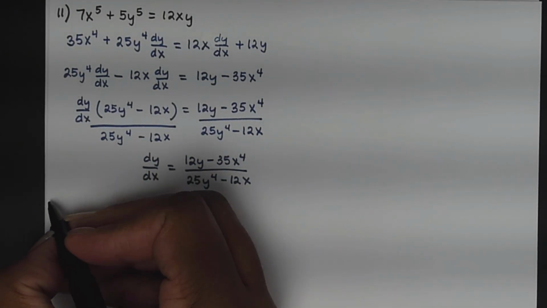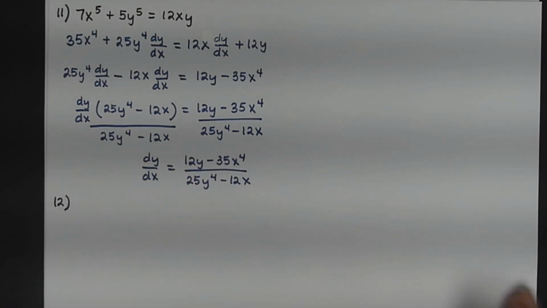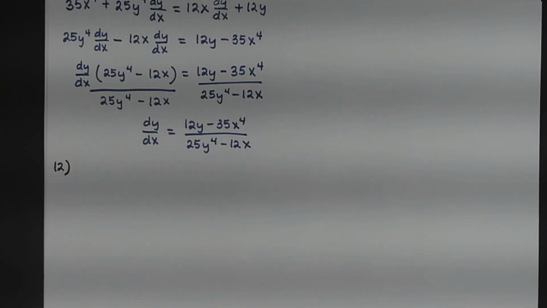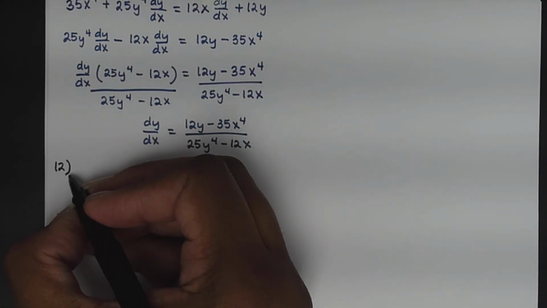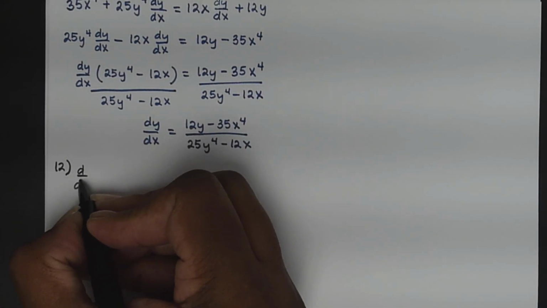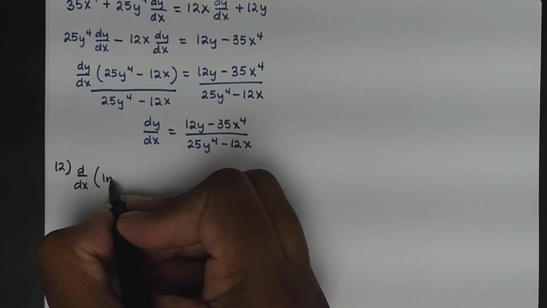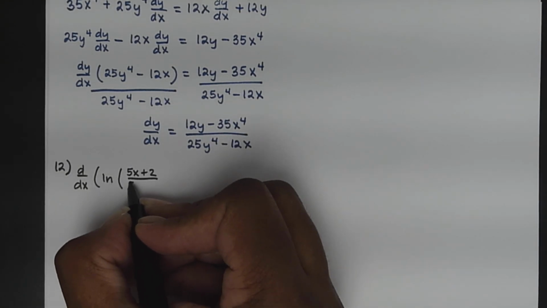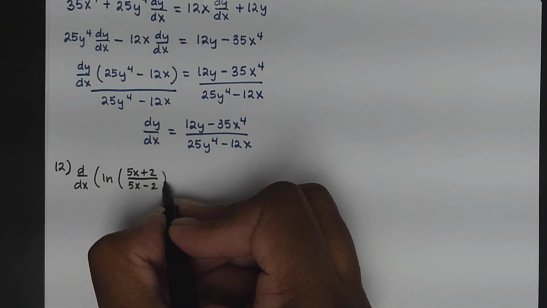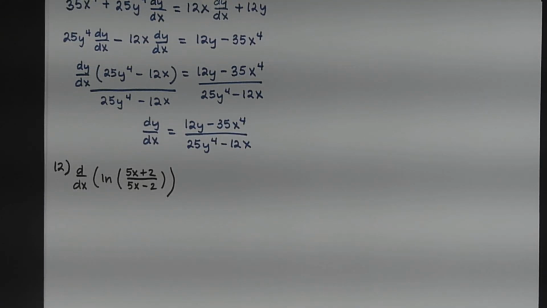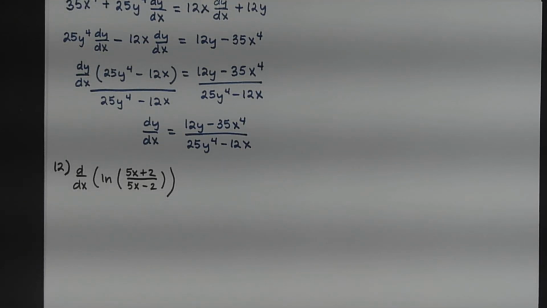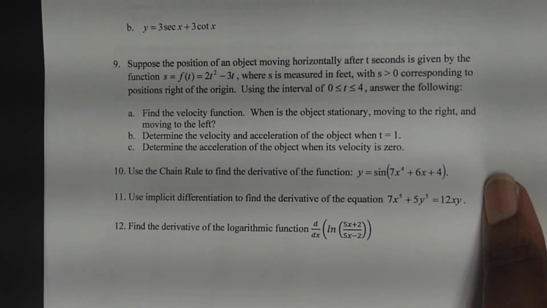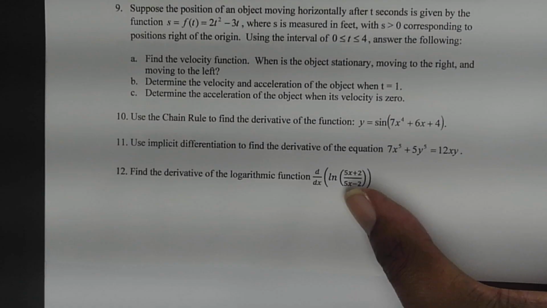All right, number 12. We're going to find the derivative of this logarithmic function. The derivative with respect to x of the natural logarithm of 5x plus 2 divided by 5x minus 2. Okay, and that's this right here.